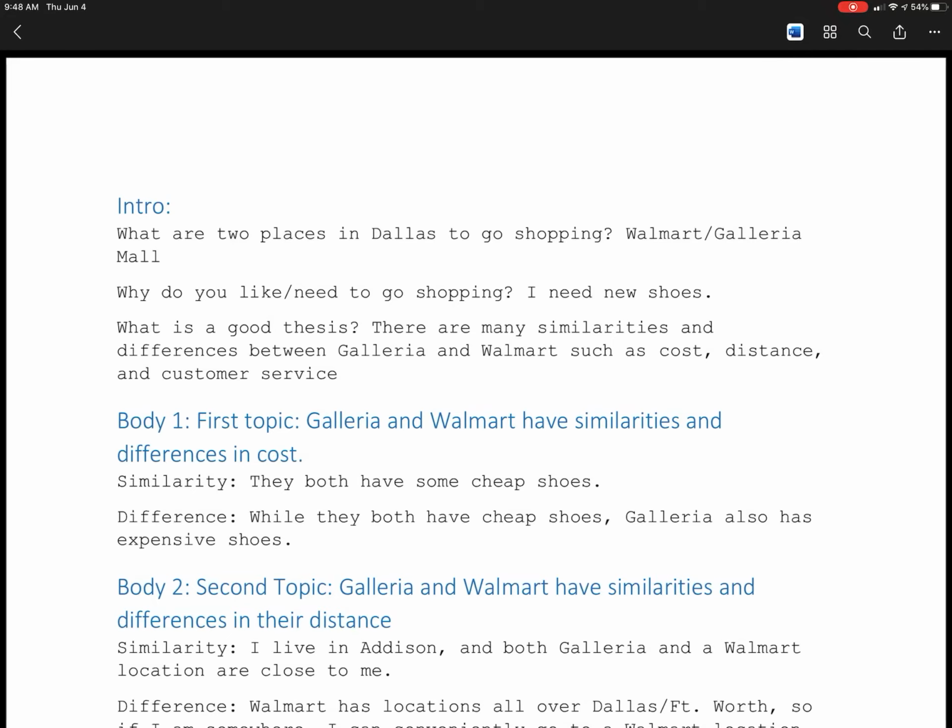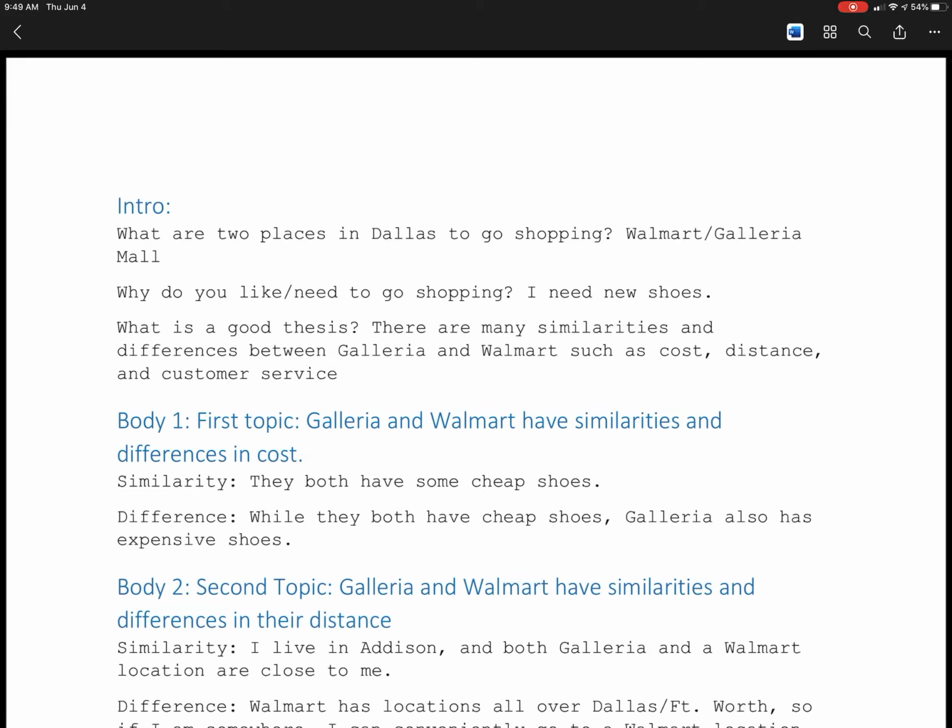In our introduction, we are going to be saying what it is we're comparing, why we're comparing, and the last sentence of my introduction will be a thesis. This thesis will tell me about the whole essay. And again, each body paragraph, or the introduction, the conclusion, all 5 paragraphs need to be at least 4 or 5 sentences each, or more.